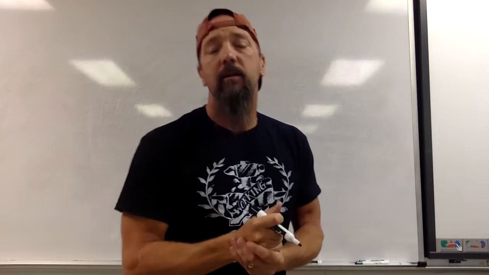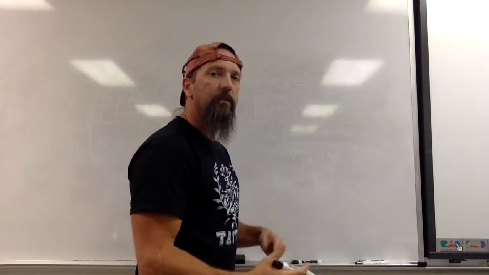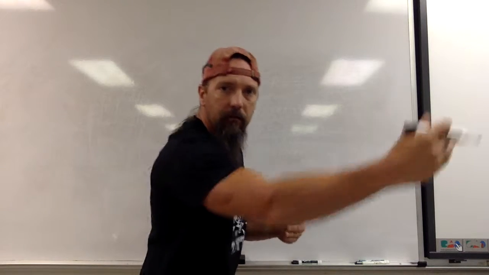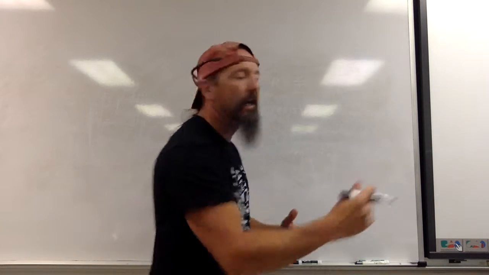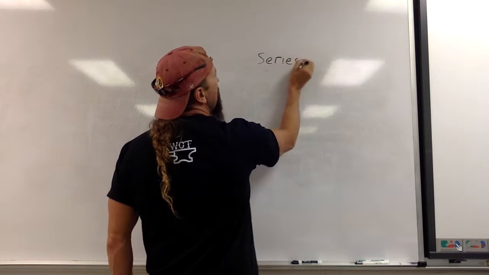Now, let's talk about series circuits. Those are the simplest ones. Okay? Now, when you have a series of circuits, think of it as a conveyor belt. It's a series of events. Things happen in line. So, if we have a series, draw one up here on the board for you.